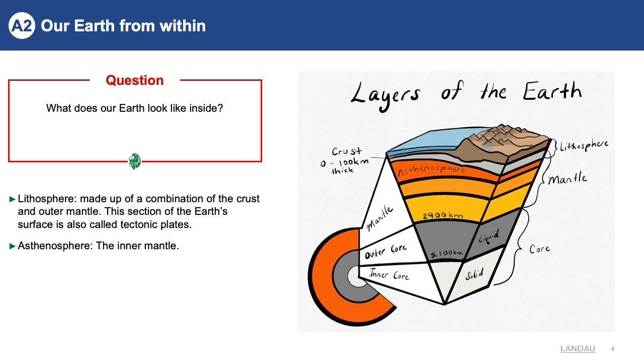These plates are in constant slow motion and move on average a couple of inches a year. Where the plates touch each other is called a fault. When the plates move and the boundaries bump up against each other, it can cause an earthquake. The inner mantle contains the asthenosphere.